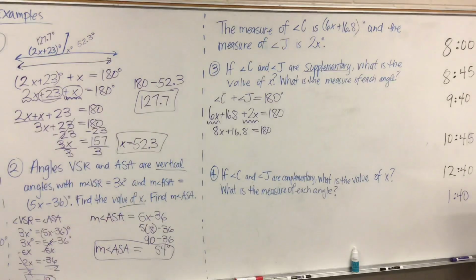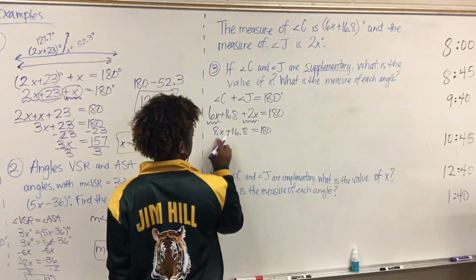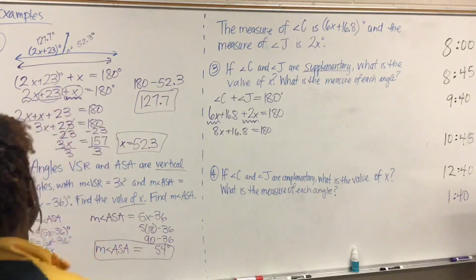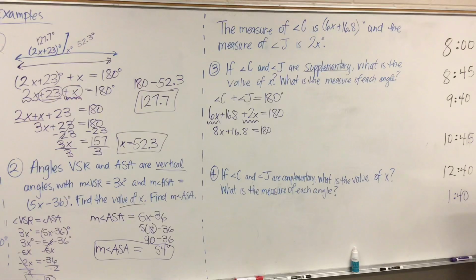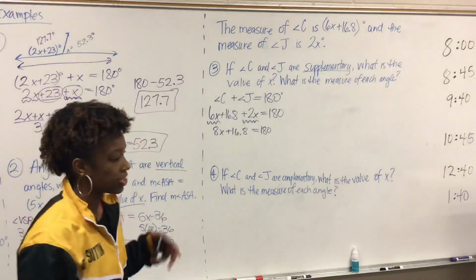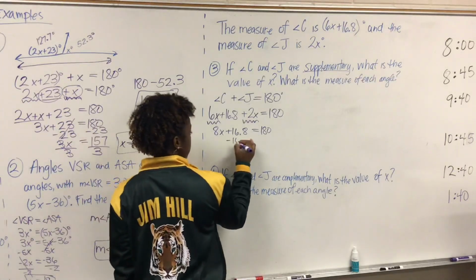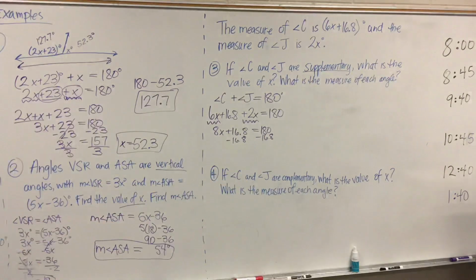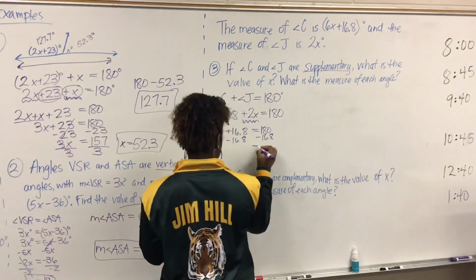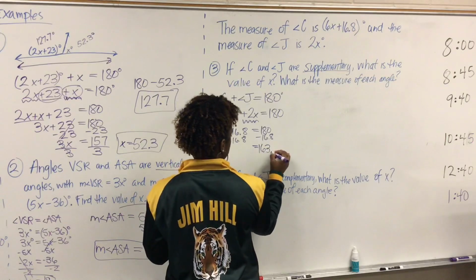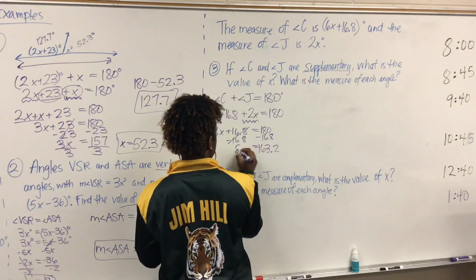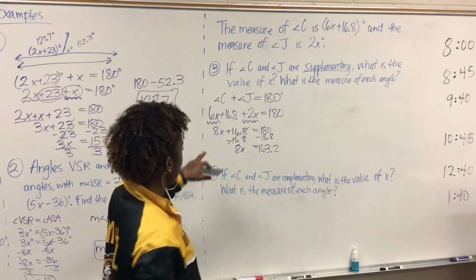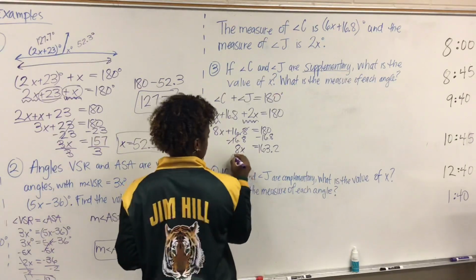So I have 6x plus 2x, that's how we got 8x, and then we still have plus 16.8 equals 180. With this two-step equation, we undo addition and subtraction first, which means I need to subtract 16.8 on both sides. 180 minus 16.8 gives me 163.2. The 16.8 cancels out, and I'm left with 8x. Then I need to divide both sides by 8.